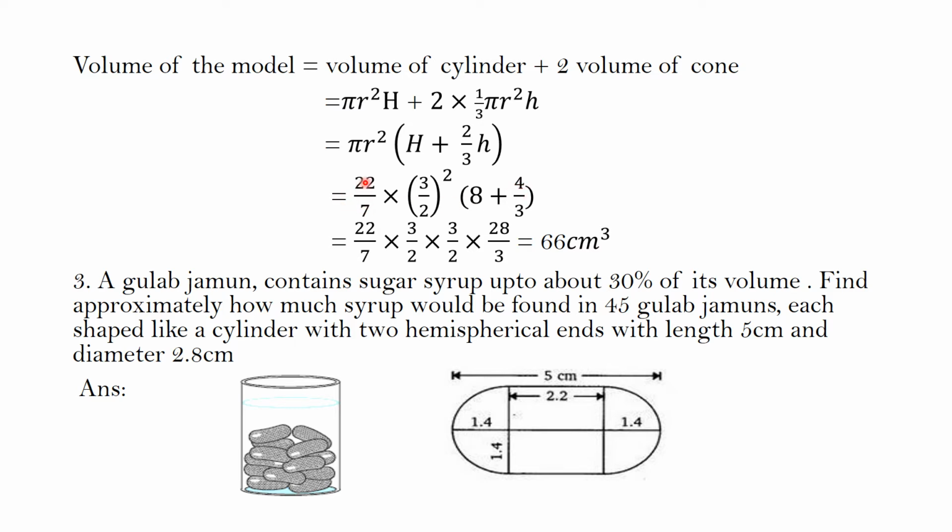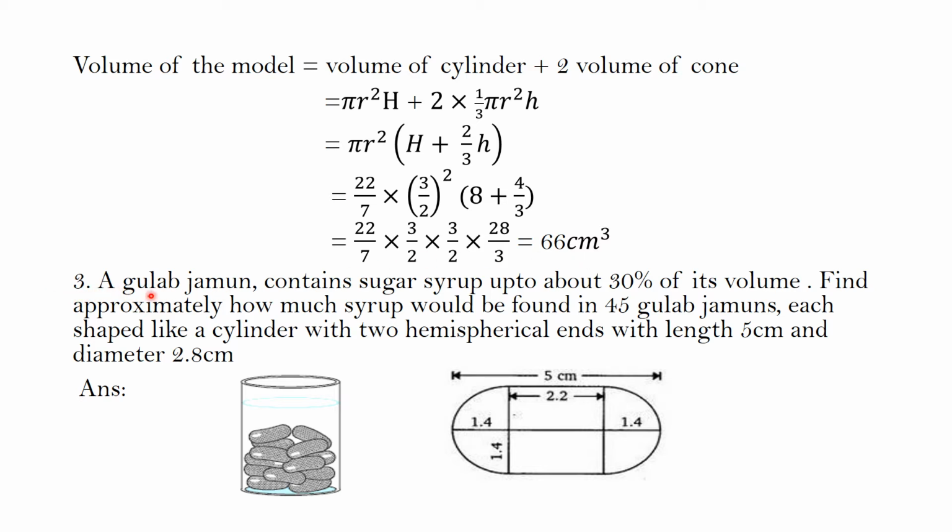Substituting the values, it will be 22 by 7 into 3 by 2 whole square multiplied with 8 plus 4 by 3, which can be written as 22 by 7 into 3 by 2 into 3 by 2 into 28 by 3. After cancellation, the answer will be 66 centimeter cube.